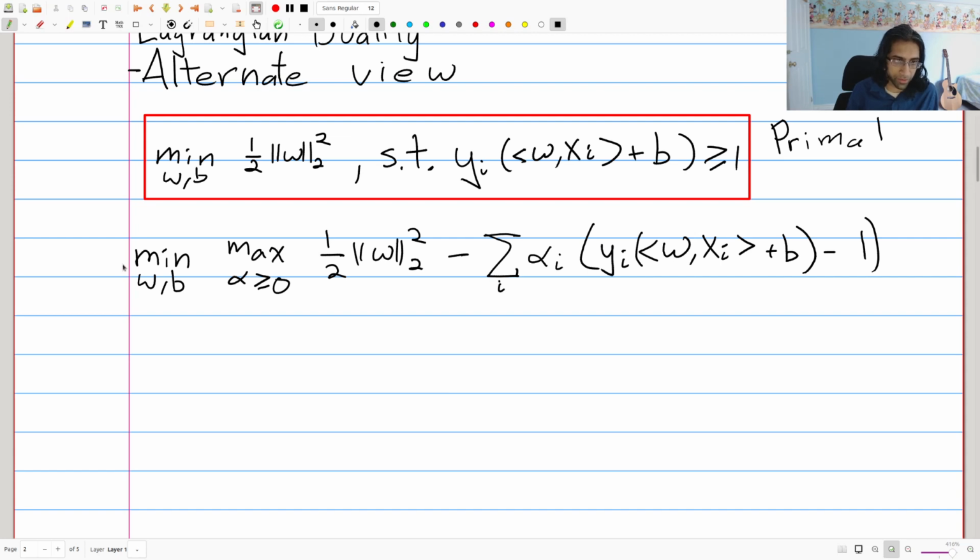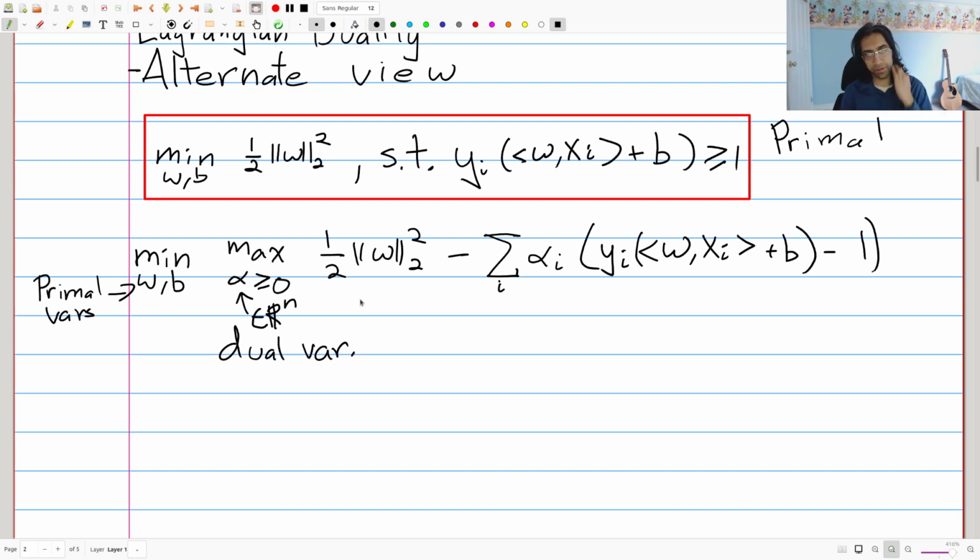Now, let me note that we've now got two different optimization problems here. We have to solve one inside the other. These variables, which we had before, are called the primal variables. And this alpha that we introduced is going to be a vector in R^n. It's basically the size of the number of constraints we have, which is one for each data point. This is called a dual variable. We have primal variables and dual variables.